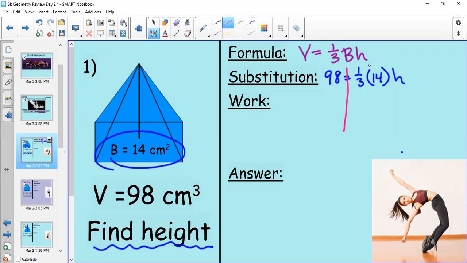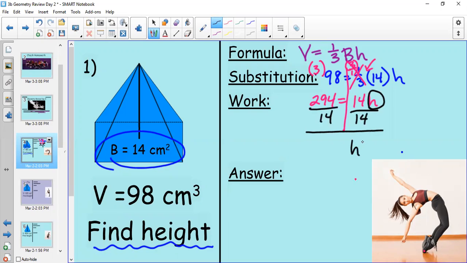So to get rid of multiplying by 1/3, if you think opposites here, we're going to either divide by 1/3, which is the same as multiplying by that reciprocal, which is 3. That will cancel it out. So if I do the same thing to the other side, in my calculator I'm going to do 98 times 3, which is 294. And all I'm left with is 14 and my height. To solve for height, I have to get rid of that 14. That's 14 times h, so we're going to divide by that 14 to give us a final answer of a height of 21. So our answer here is 21 centimeters.